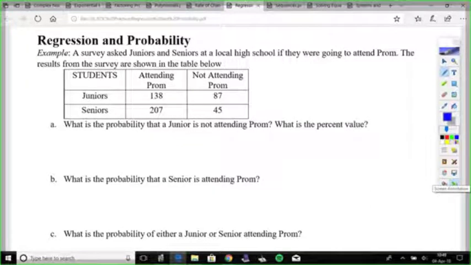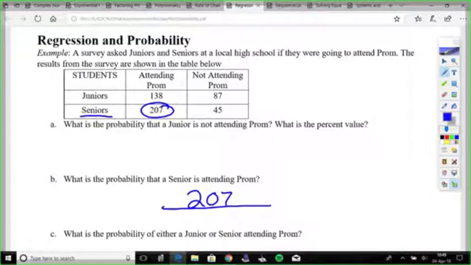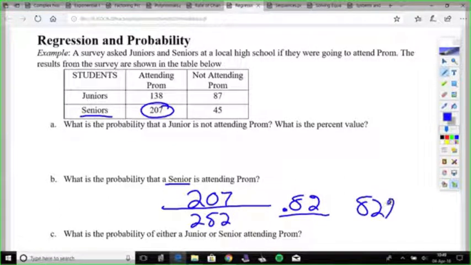All right, let me read the question carefully. Okay, that would probably help. What's the probability that a senior is attending prom? So this is how many seniors are attending. Of seniors, there are 207 attending. And how many seniors are there in total? Because we're referencing seniors. So there are 207 plus 45, which would be 252 total seniors. So the probability would be 207 divided by 252, and that comes out to 0.82. Right? That's the probability, which is the same as 82% probability.